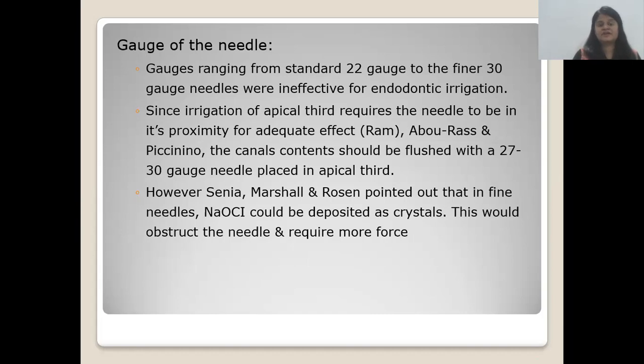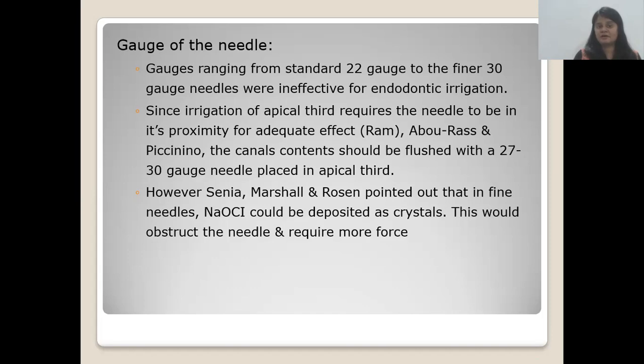So, the gauge of the needle. Gauge means the diameter of the needle, which plays an important role depending on the size of the root canal. Gauges ranging from standard 22 gauge to fine 30 gauge needles are very effective for apical irrigation, since irrigation in the apical third requires the needle to be in close proximity.